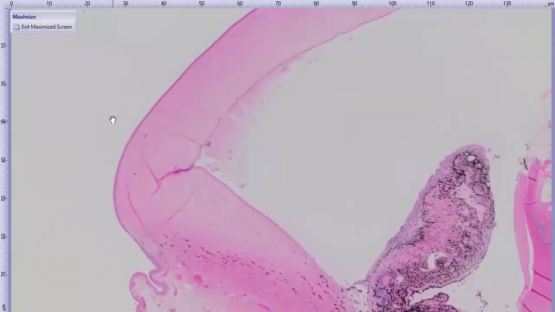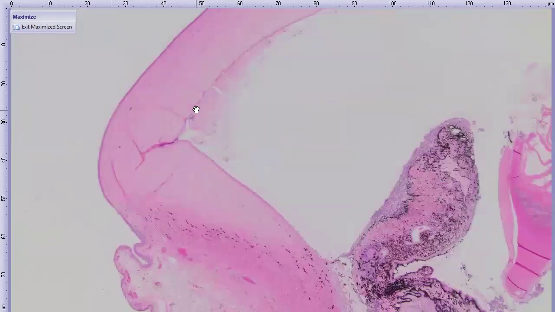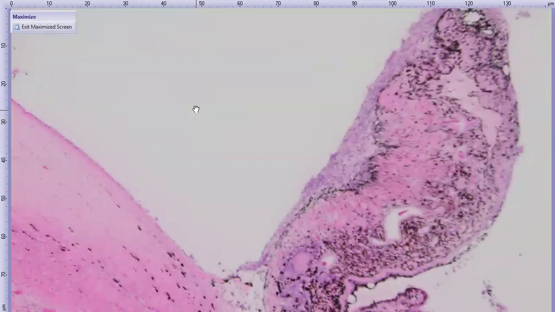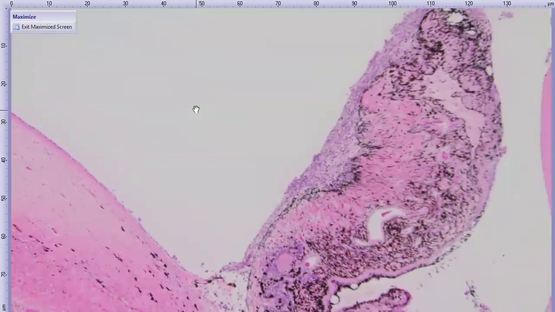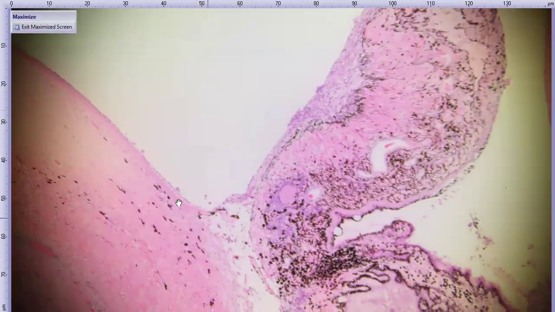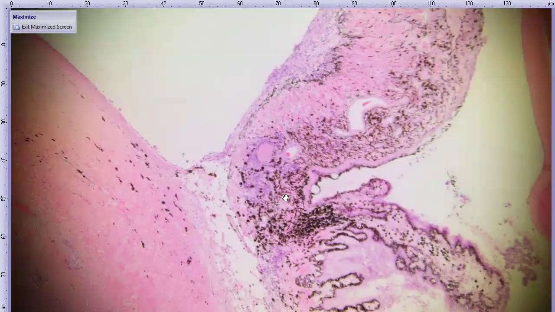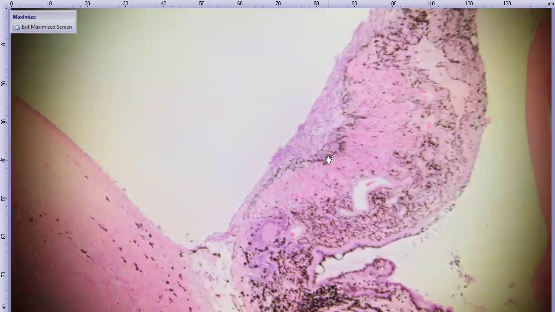So if we start at the front of the globe here, cornea on the left, there's a little bit of vascularization, maybe some neutrophilic inflammation in here. There is a fibrovascular membrane lining the anterior surface of the iris. It does cross our iridocorneal angle here, so it causes peripheral anterior synechia. There's also some lymphocytes and plasma cells in the anterior uvea here, so some uveitis. Our membrane does wrap around the back of the iris.